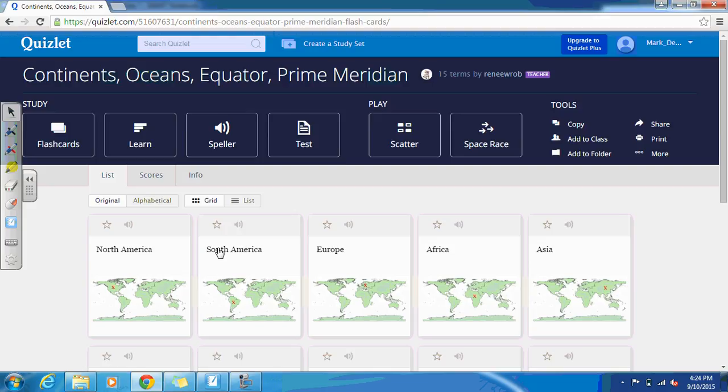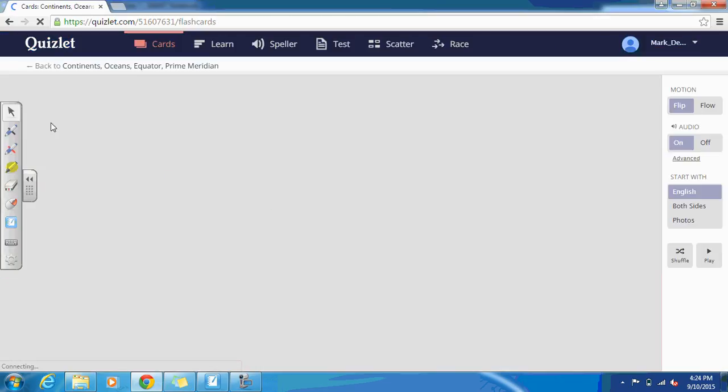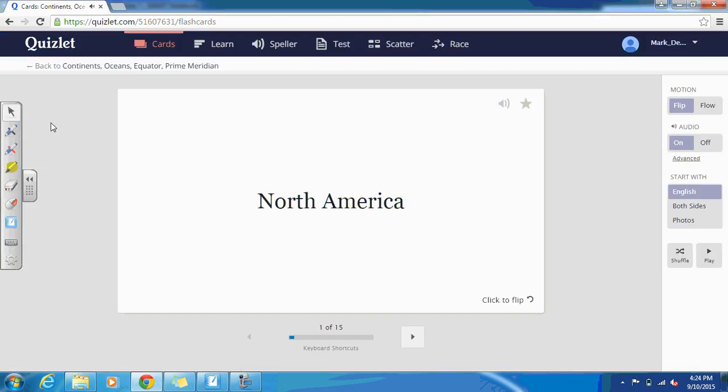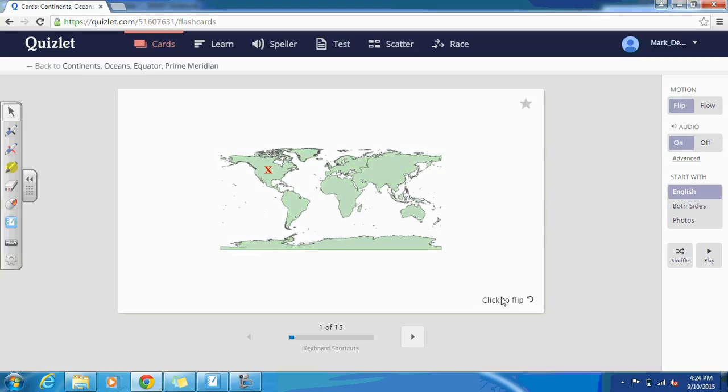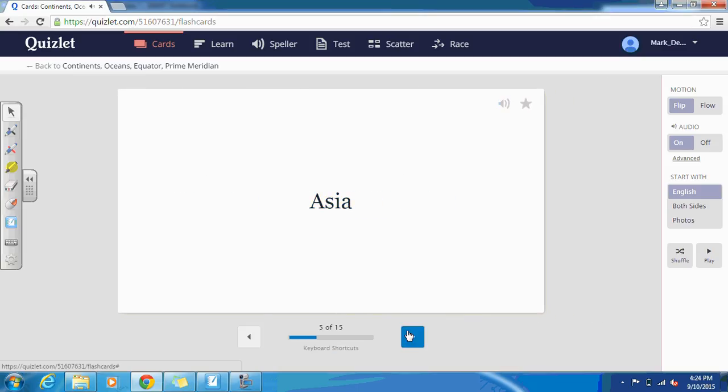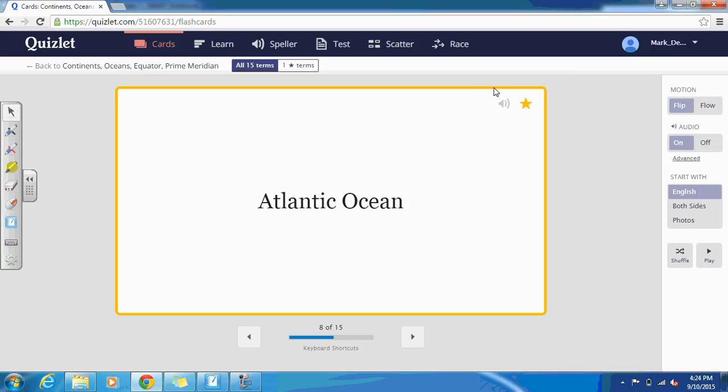So your screen should look like this. I can go to flashcards, and it's going to show you a flashcard, right? North America. I can click on it, and it's going to say the word North America. Or I can click to flip, and it's going to show me where North America is. Okay. I go through all of them. If you don't understand where one is, like, I always forget what the Atlantic Ocean is, click this star. You can study it separately. Okay.